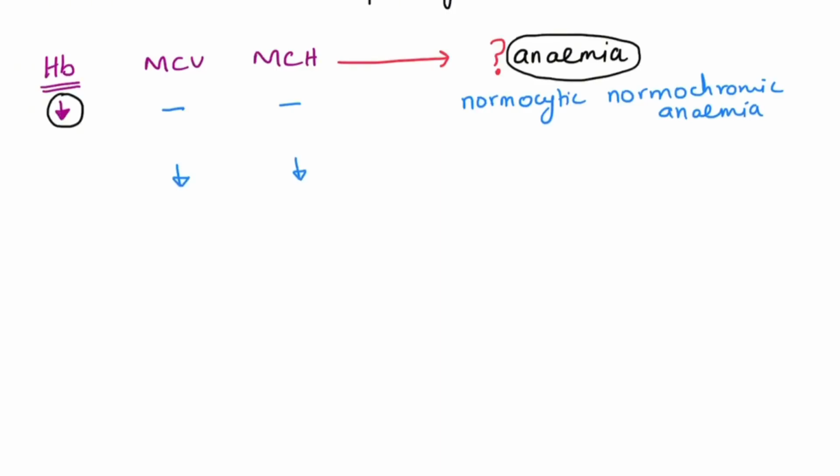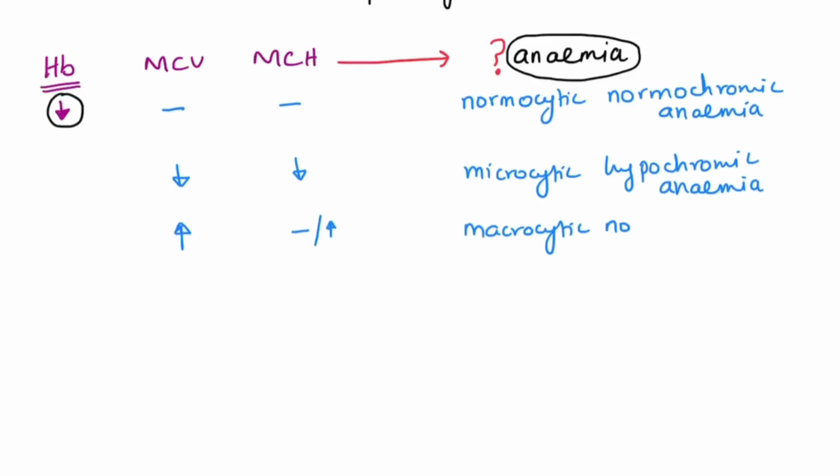This could be seen in acute blood loss, or even in the early phase of chronic diseases as well. The next presentation could be that the MCV is low and the MCH is also low. It means both are on the microcyte side. So that could be named microcytic hypochromic anemia. And we can see it in iron deficiency and thalassemia. And there are many more.